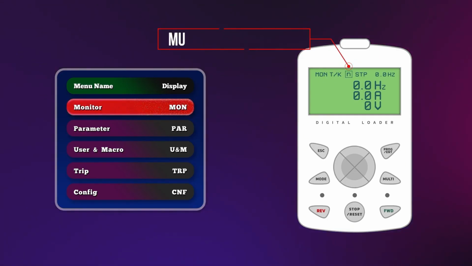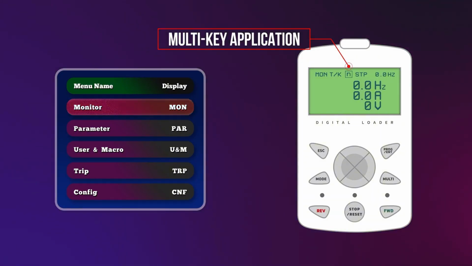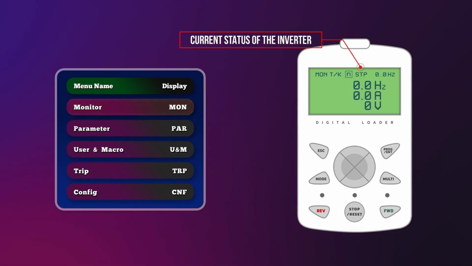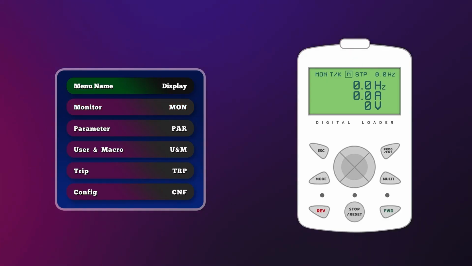The next section is for the multi-key. If you have used the multi-key for operations like local/remote or jog, it will be displayed for you in this section. And if you haven't used it, it will be shown as N or none. And the next section shows the current status of the inverter. It tells you whether your inverter is currently in run or forward mode, or if it is in stop mode. The rest of the parameters you see can be customized, and at the end of this video, we'll go through how to do that together.